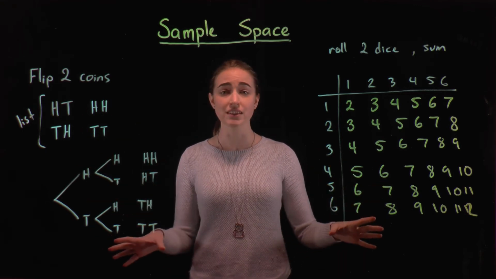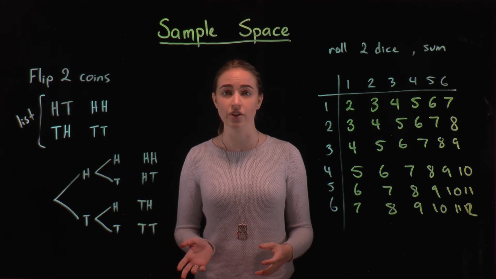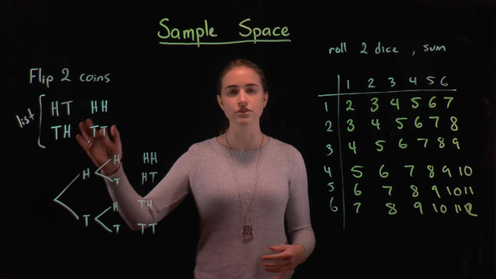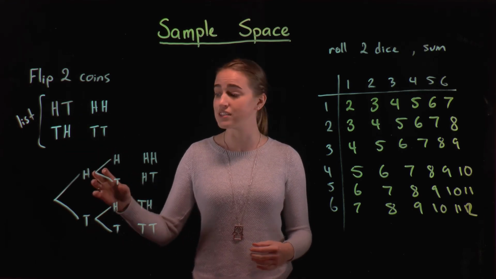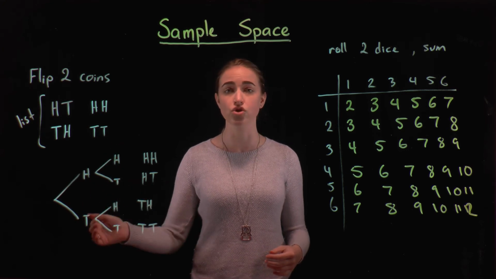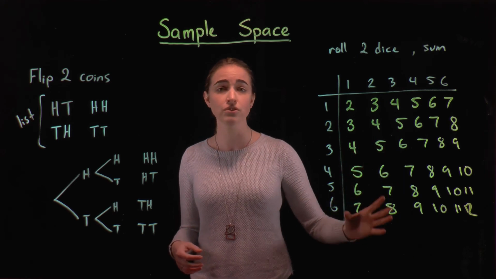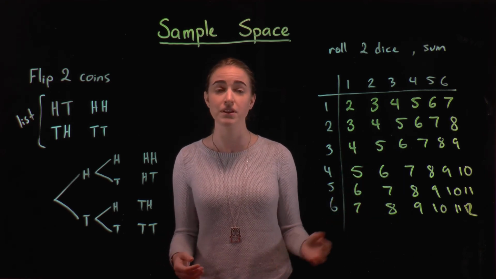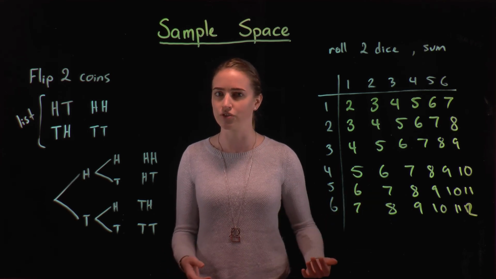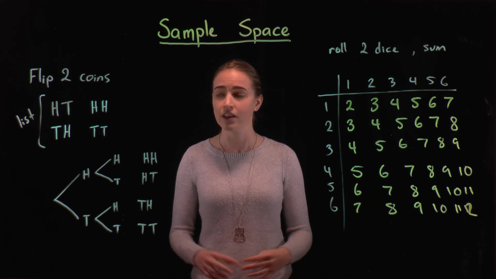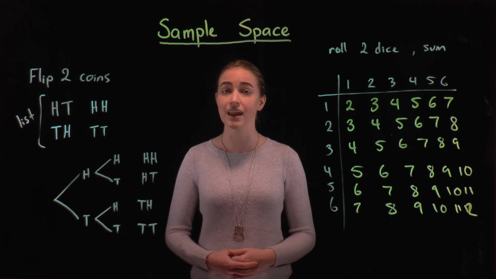So all three of these things have advantages and disadvantages. Lists are sometimes just the easiest way to go, but because it's not very systematic, it's really easy to miss outcomes. A tree diagram is systematic, but it can get messy if there's too many possibilities on each branch. And tables are good for when we've only got 2 things happening, so we're rolling 2 dice. But if we were rolling 3 dice, we'd need our table to be 3-dimensional, so then it's not going to work. So they're all useful in different situations. But that's the 3 ways that we can list our sample space.